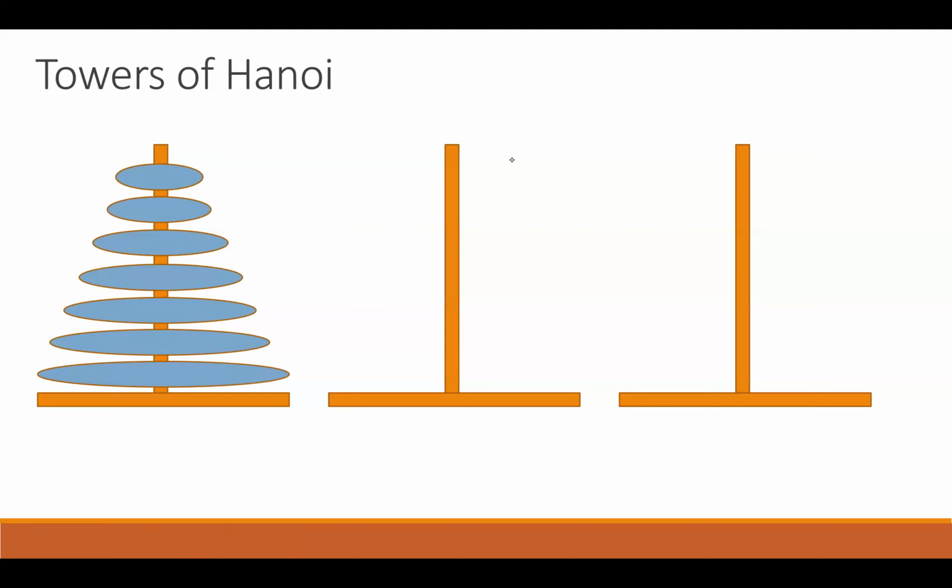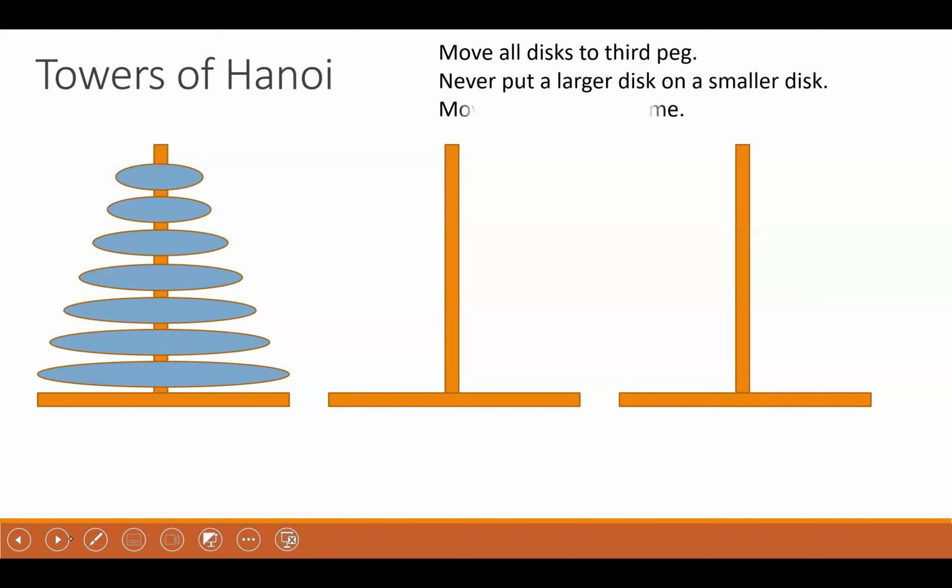All right. So the Towers of Hanoi problem is as follows. It's rather a famous recursive problem. The idea is I want to take all of these disks from peg 1 and move them to peg 3.